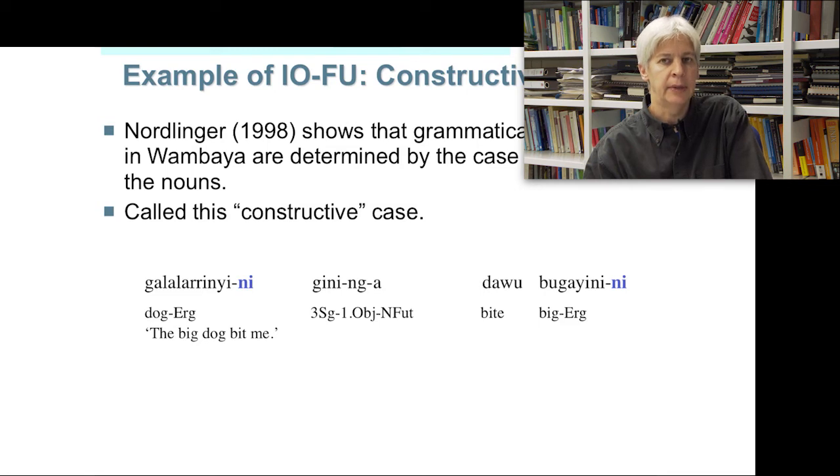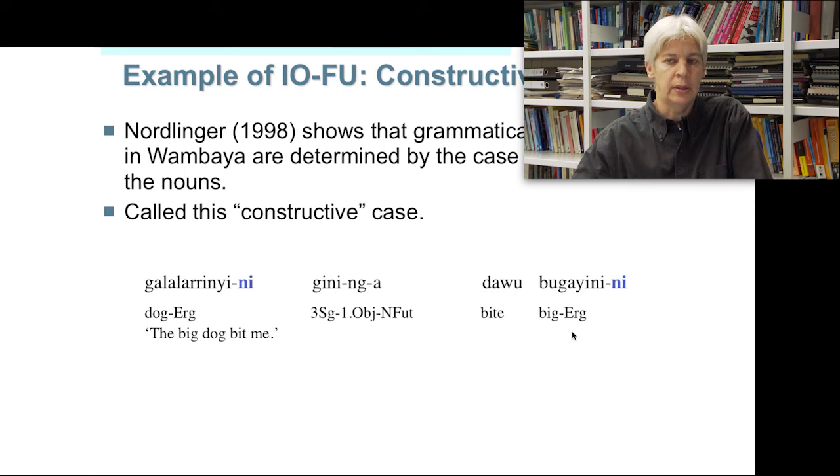I'm giving you an example here from an Australian language called Wambaya. And Rachel Nordlinger articulated this quite well. And the examples are quite nice. So what you see in Wambaya is you have fairly free word orders so that even constituents can be split. So this sentence means the big dog bit me. Here's the verb, bite. Here is an auxiliary, which also has the me in it. And here's one part of the subject, dog. And here's another part of the subject, big.